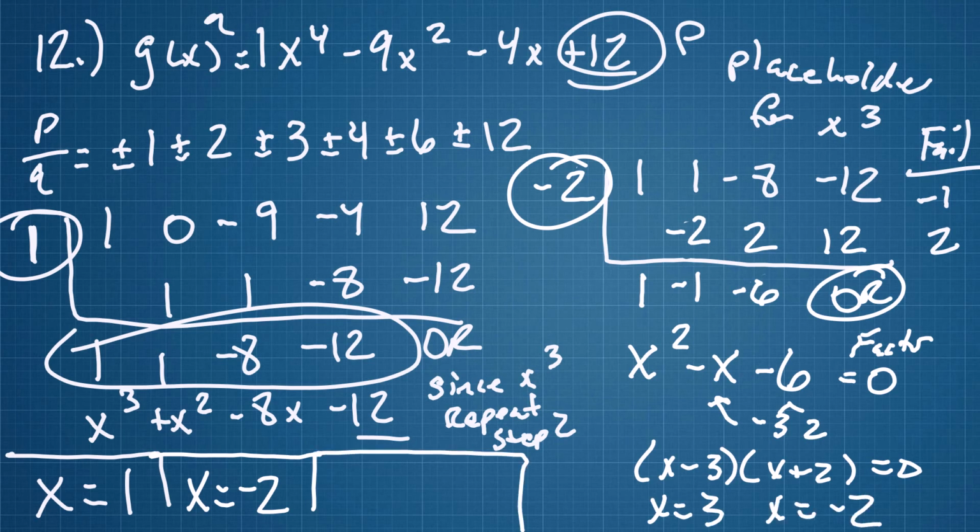So there's my last answers. X is equal to 3, and x is equal to negative 2. Notice I have 4 answers. They're not all different. These are repeated solutions, and that's okay. Still 4 solutions, because part of the fundamental theorem of algebra states that we count repeated solutions as separate solutions. So that's it for 12.